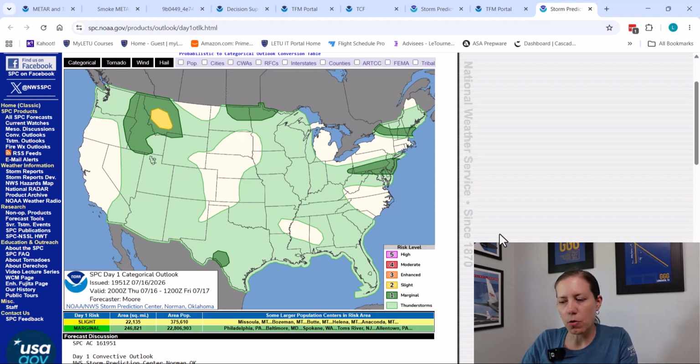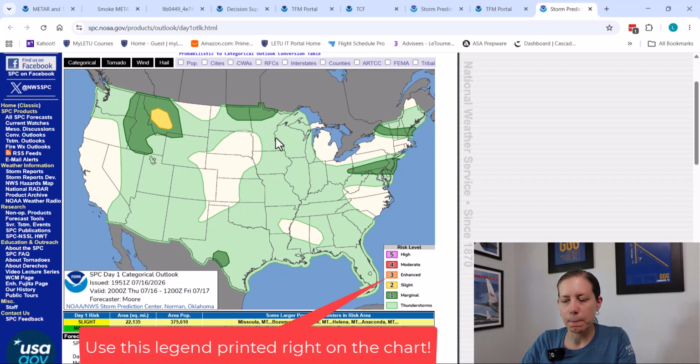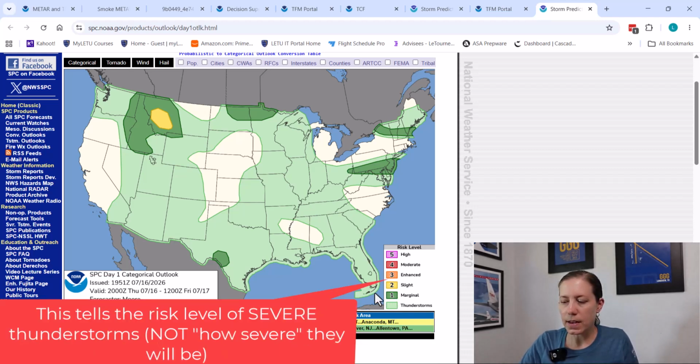What's the significance of the light green area? Well, this light green area is a general risk of thunderstorms. Not expected to be severe thunderstorms, but just a general risk of thunderstorms. What about this area in Montana that is yellow? What is that talking about? If you look at the legend, always make sure you look at the legend, that is yellow, meaning it's a slight risk of severe thunderstorms in that area. And what about the darker green? Again, looking at that, that is a marginal risk of severe thunderstorms in that area.